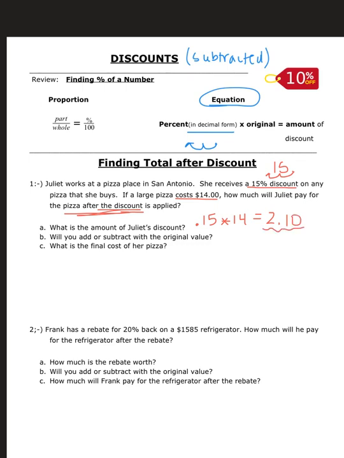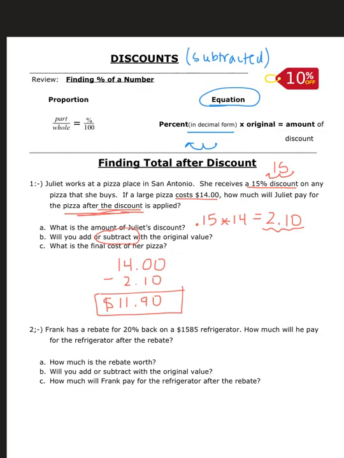Will that be added or subtracted with the original value? Well, if you get a discount, you pay less, so you're going to subtract that. So I'm going to go ahead and take my original cost of the pizza, which because the discount has a decimal value, I need to make sure I add a decimal and 2 zeros for my $14, minus the $2.10 for the discount, and then that will tell me she is only going to have to pay $11.90 for the pizza with her discount applied.